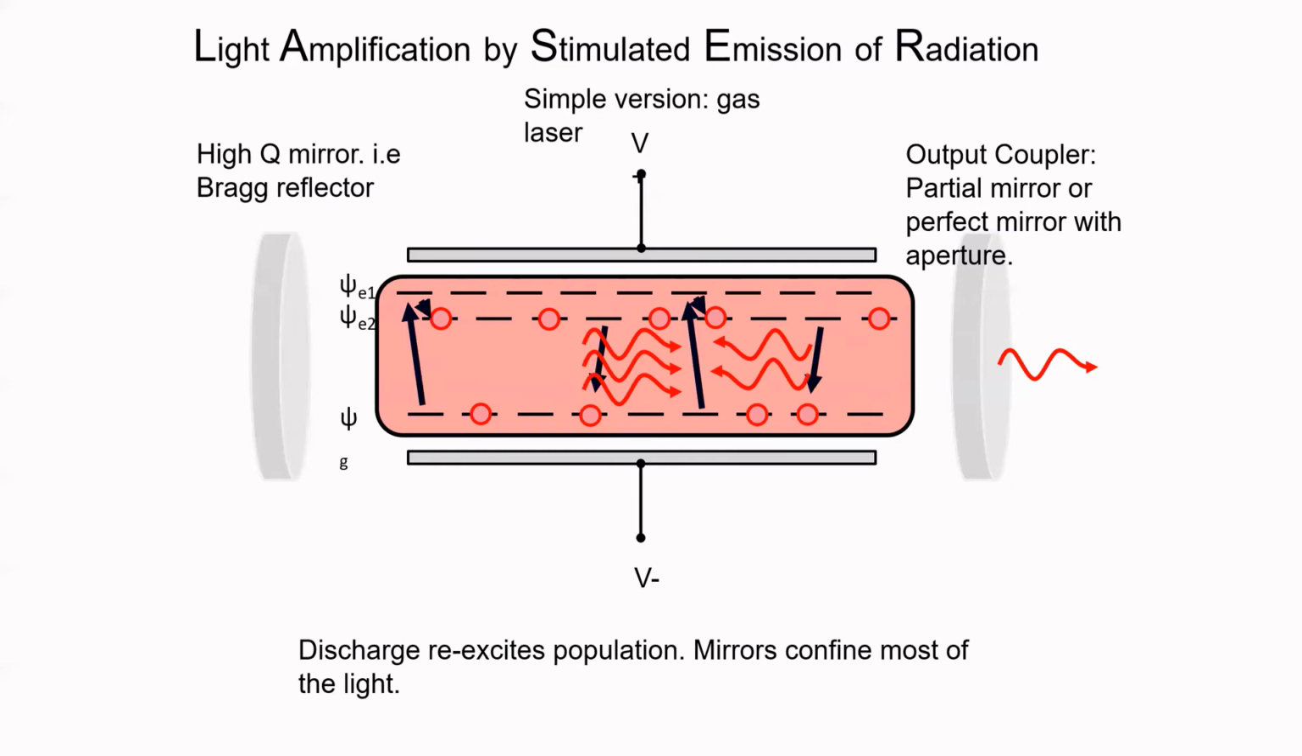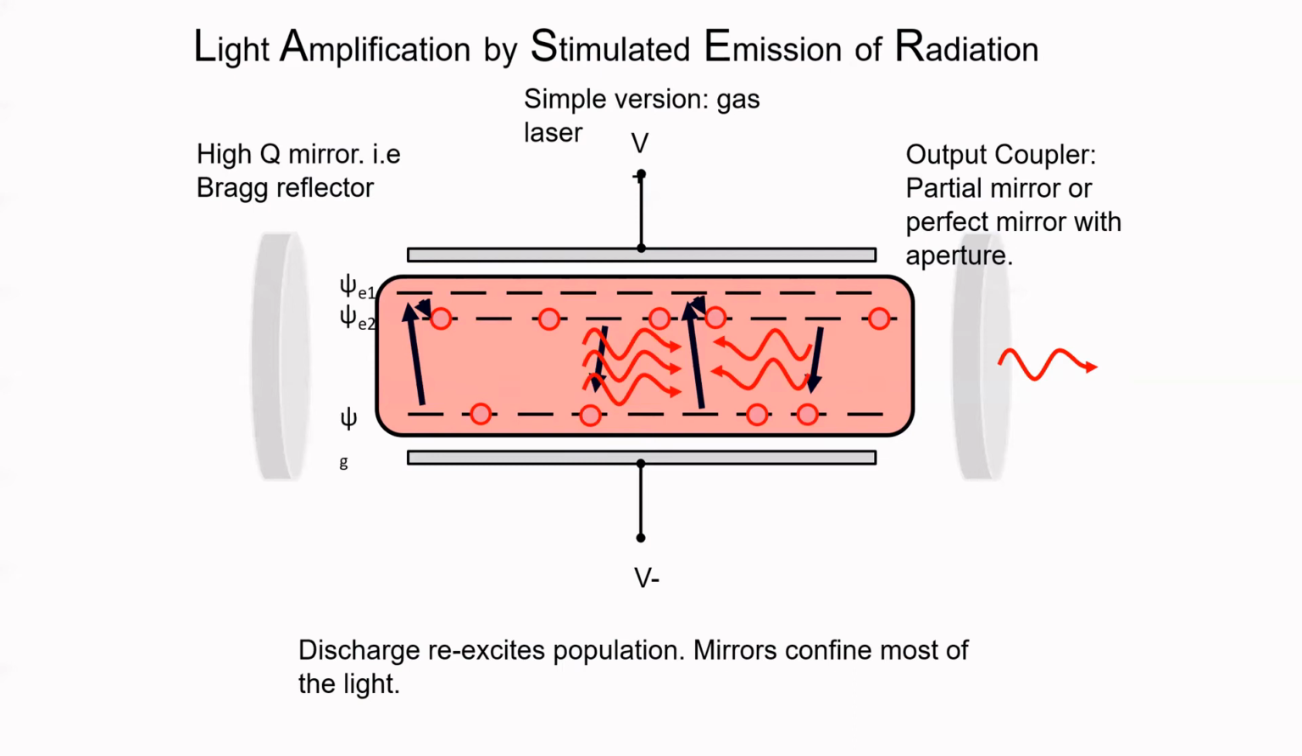And then the key thing we do is make a cavity. At either end of our gas tube, we have a set of mirrors. At one end, you would have as near a perfect mirror as you can get, what's called a high Q mirror, something that absolutely stops the light from going through and sends it all back again.